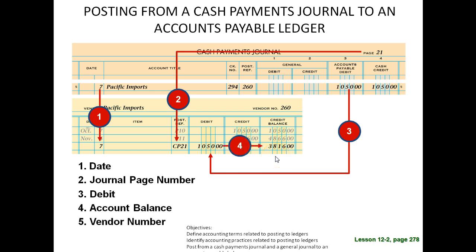And then the last thing we do is we go back to our journal, and in the post-ref column, that's right here, we write our vendor number, which we pulled from the upper right-hand corner. That lets us know that this transaction has been posted.